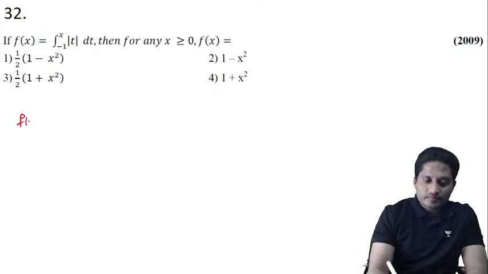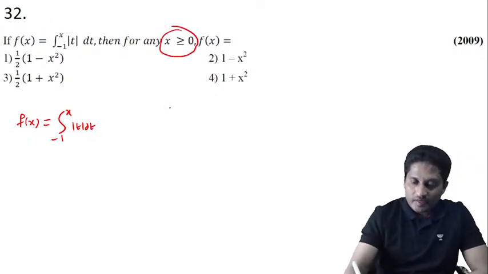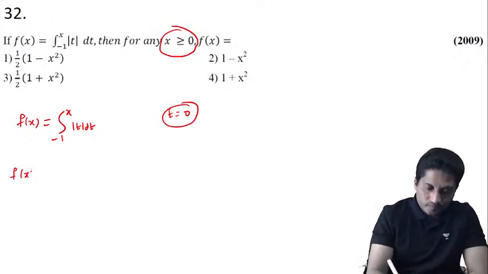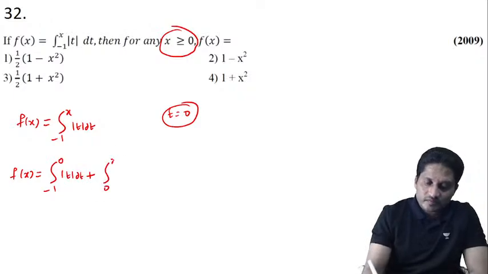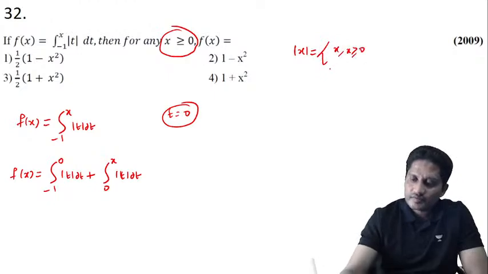F of x is equal to integral from minus 1 to x of t modulus of t dt. And it is mentioned in the question that x should be positive. If I equate this to 0, t equal to 0, right? Now this can be written as integral from minus 1 to 0 of modulus of t plus integral from 0 to x of mod t dt. Okay, mod x is x when x is positive, minus x when x is negative.